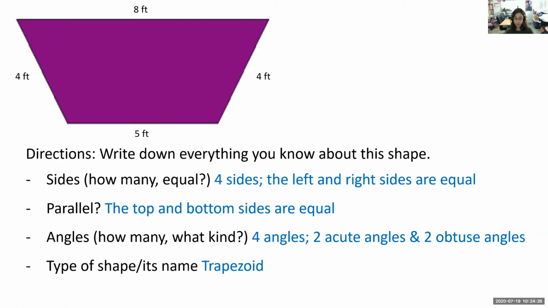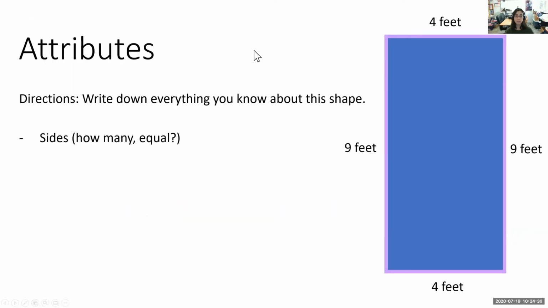So now I'm going to let you apply your knowledge to one last shape, this shape right here. Okay, so now using your paper and pencil, you can write down how many sides this shape has, as well as which sides are equal. So I'll let you pause the video and write down how many sides there are and which of the sides are equal.